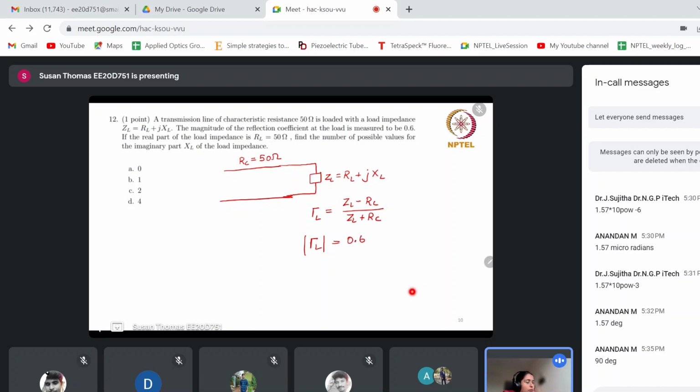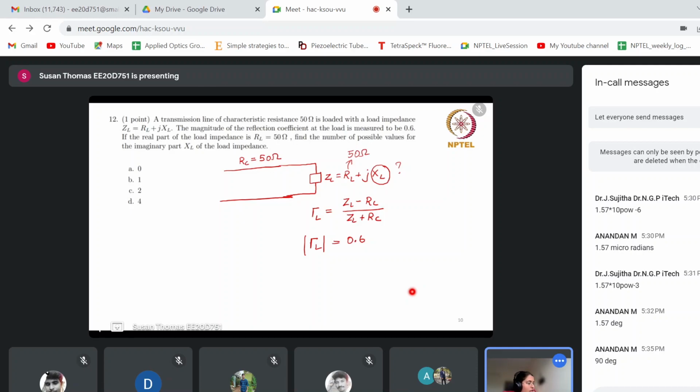If the real part of the load impedance, that means RL, is given, we already know what RL is, that is 50 ohm. Now how many possible XLs are there? And let us also calculate XL.